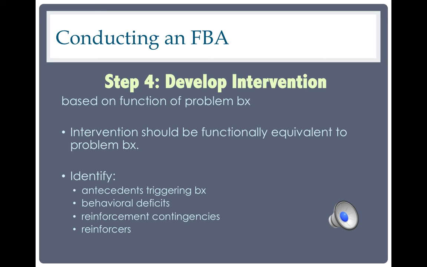After testing your hypotheses, you should be ready to develop an appropriate and effective intervention that is based on the function of the problem behavior, making them functionally equivalent to problem behavior. For example, if a student has tantrums that are maintained by attention, the intervention should provide another way for the student to access that attention. Functional behavior assessments help us to identify the specific antecedents triggering behavior, the behavioral deficits that can be addressed through intervention, reinforcement contingencies that can be altered, and what is reinforcing to our student.